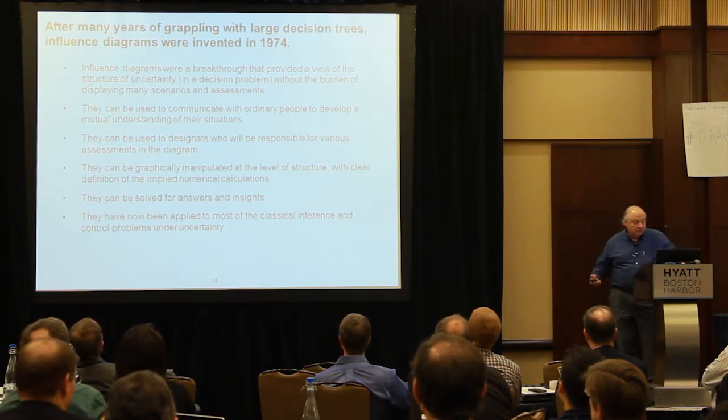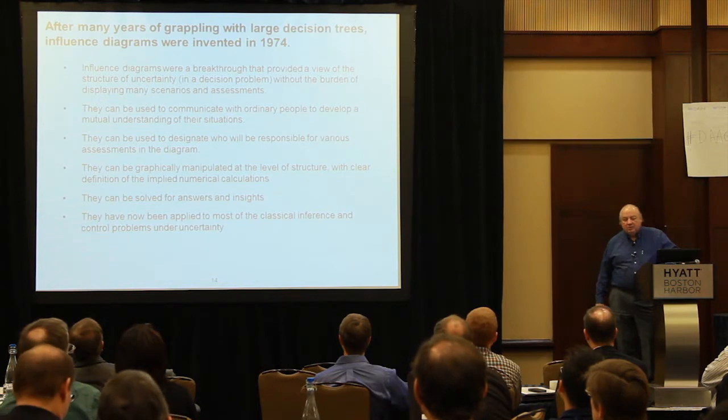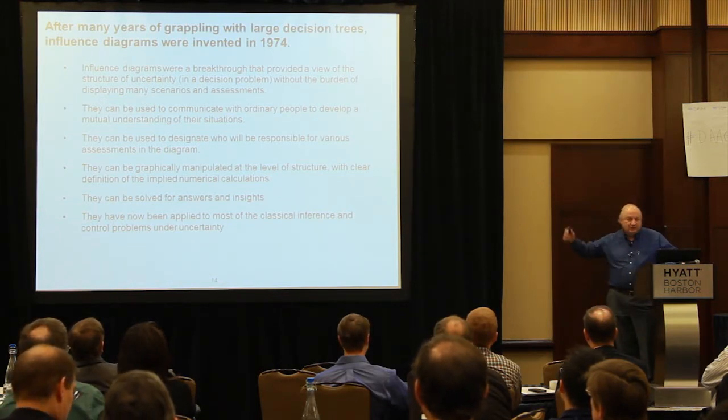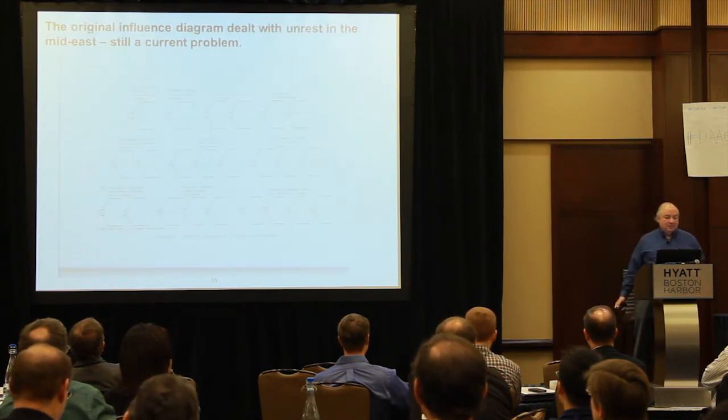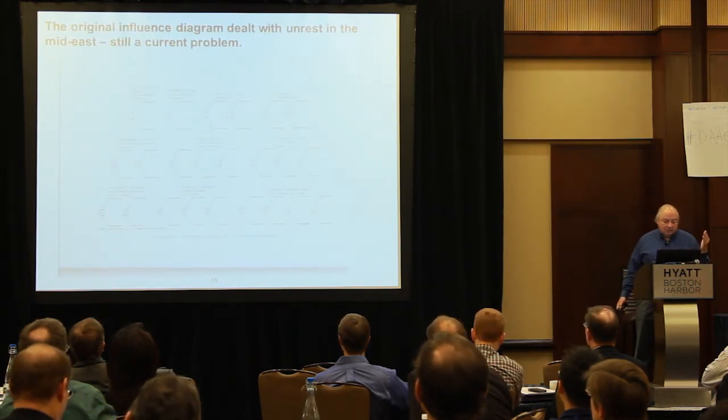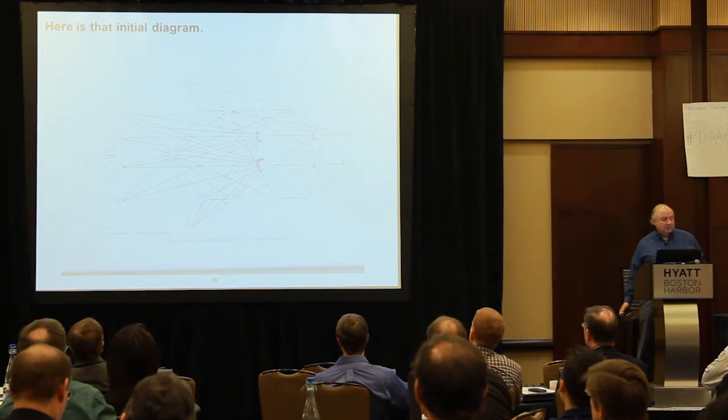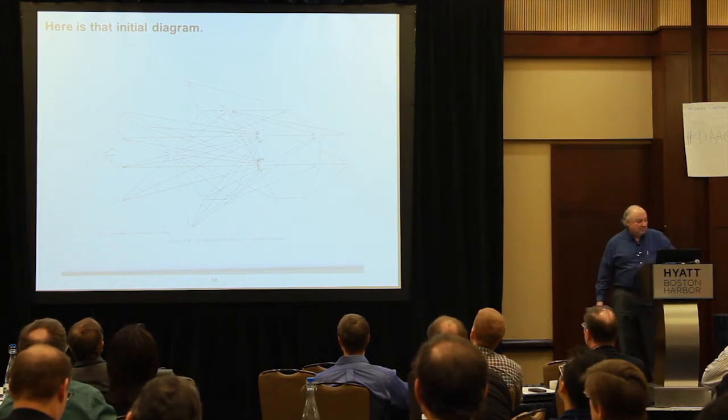And you know, they're so useful, I don't have to sell them to this crowd, but you can use them for the math, you can use them for explaining to the boss, the English major we were talking about, what's going on. This is the original layout, if you can read any of those labels. It was about Mideast conflicts that are still going on. That's the original influence diagram.